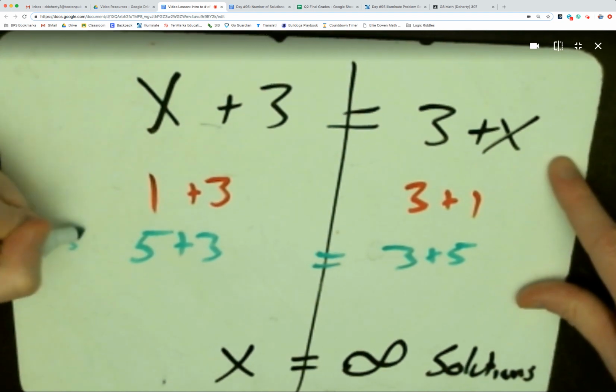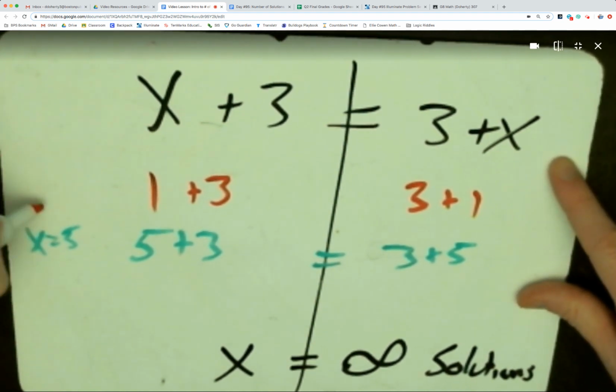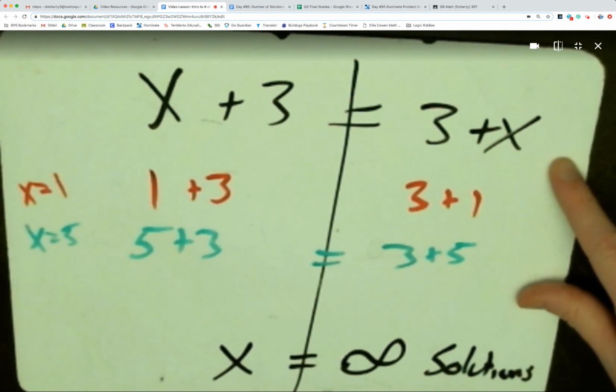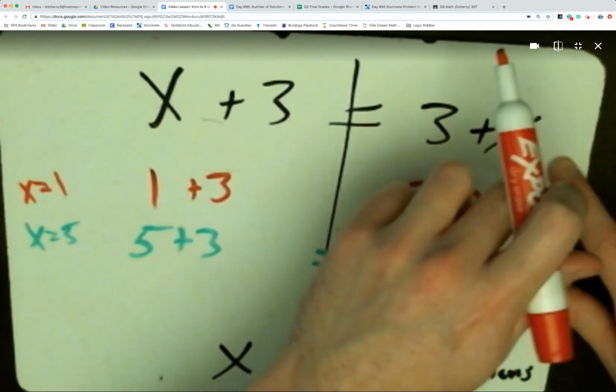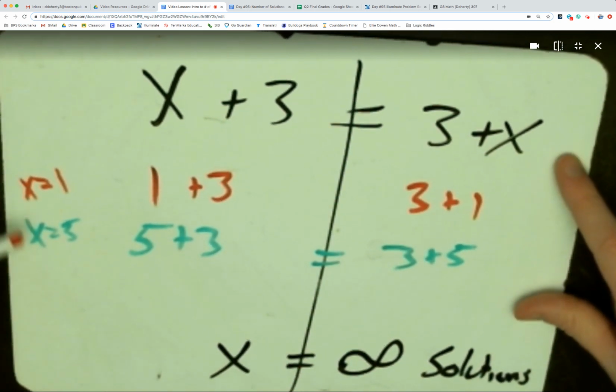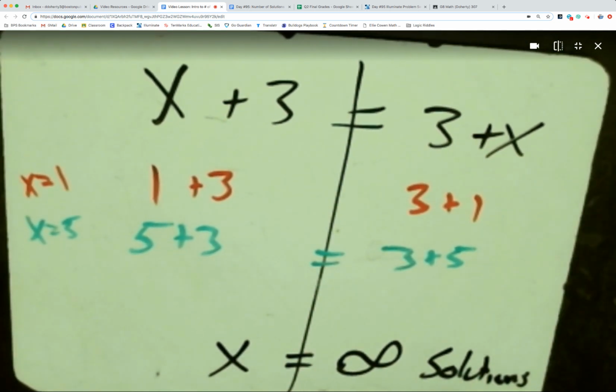So x could be equal to 5, x could be equal to 1. I could even pick a value like 1,000,000. This would be 1,000,003. 3 plus 1,000,000 would also be 1,000,003. It doesn't matter what I pick for x, there's an infinite number of solutions.